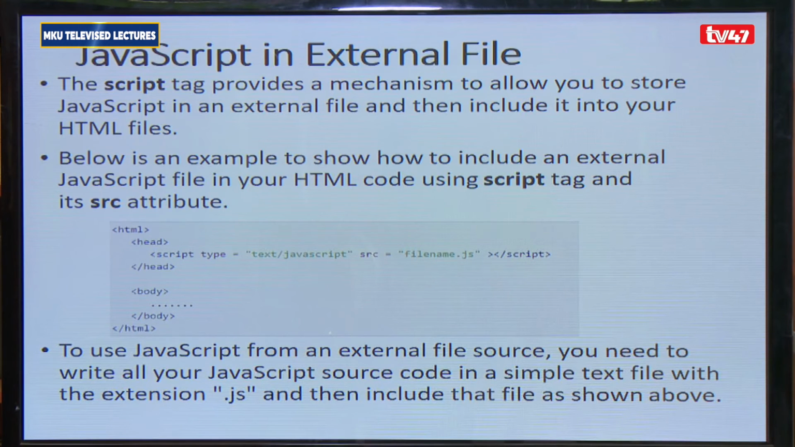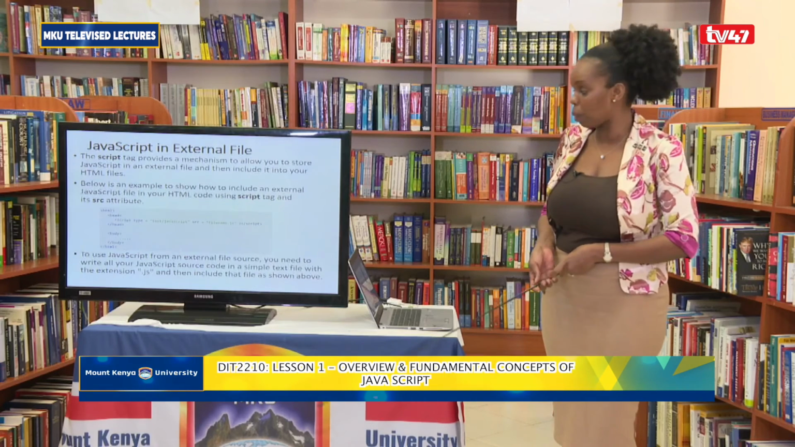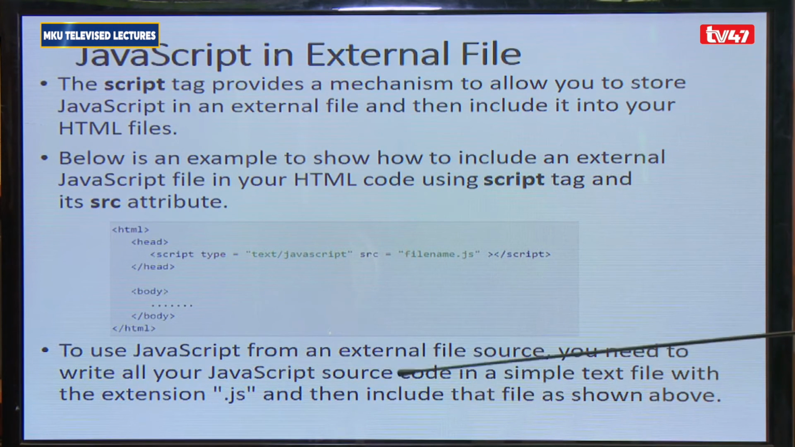Now, to use JavaScript from an external file source, you need to write all your JavaScript source code in a simple text file. You can even do it in Notepad, or any simple text editor supported on your computer system. Then ensure that it has a .js extension, so that when you link it to your HTML document, it's able to understand that this is JavaScript code. Then include that file as shown above. You can call it my first, or maybe hello.js. It has to have a JS extension.